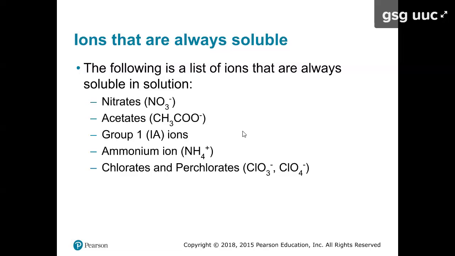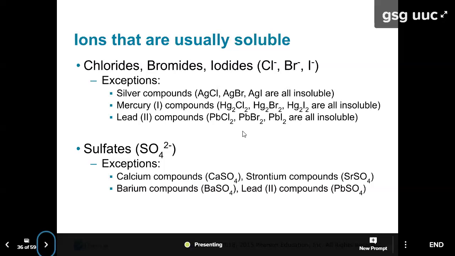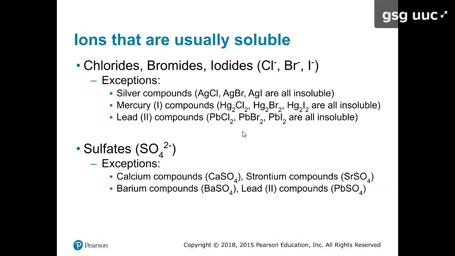The second list are those that are usually soluble. Now, in this list, what we're going to find are 2 classes of ions, the halide ions, so chlorides, bromides, iodides, and sulfates. Most of these compounds will dissolve in water. There are a few exceptions in each case. So the exceptions that exist among the halides: silver, mercury 1, and lead 2.